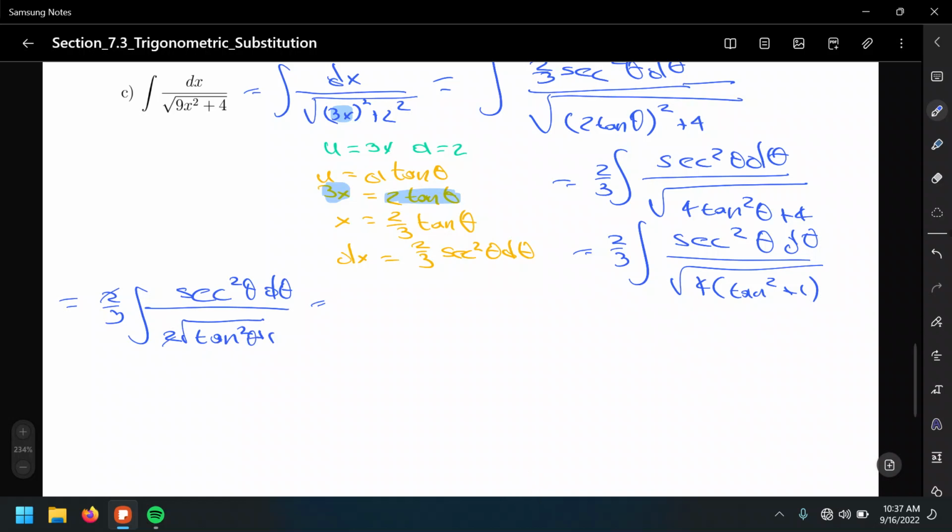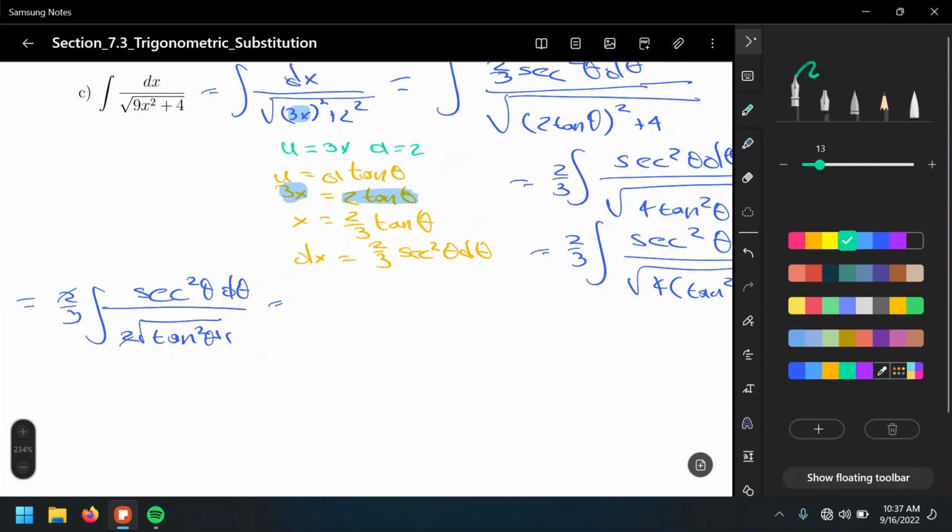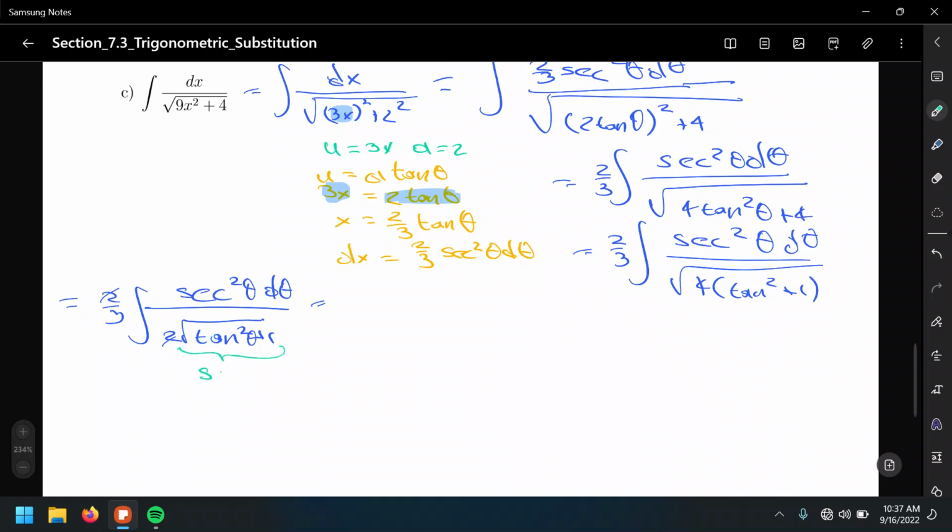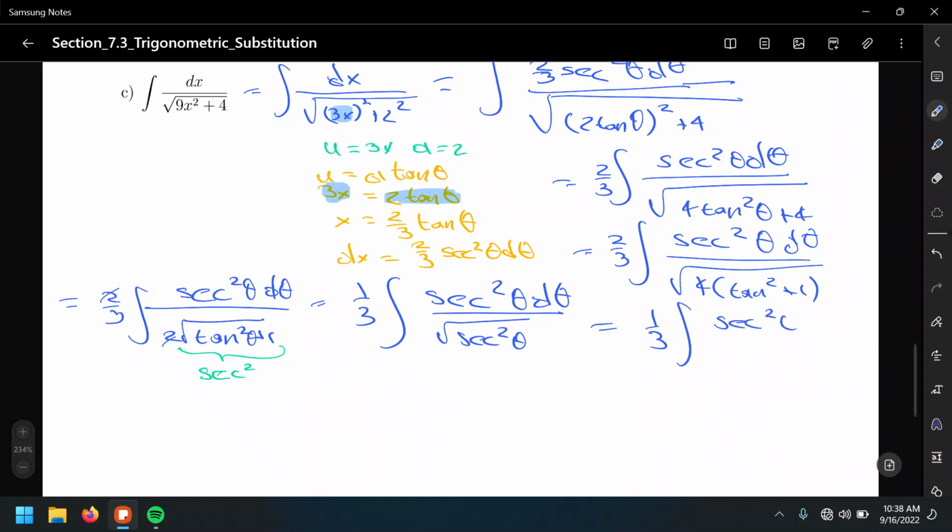Well, tangent squared plus 1 is secant squared. And then from here, that's 1/3 integral of secant squared theta d theta over the square root of secant squared. That equals 1/3 integral of secant squared theta d theta over secant. Okay.